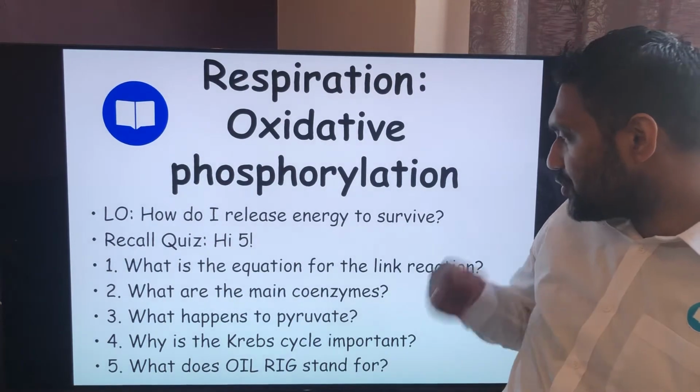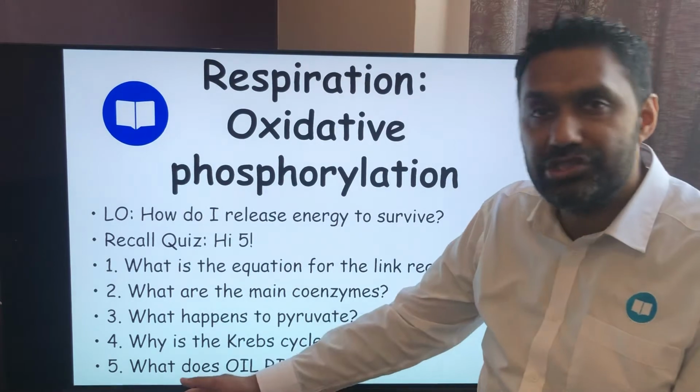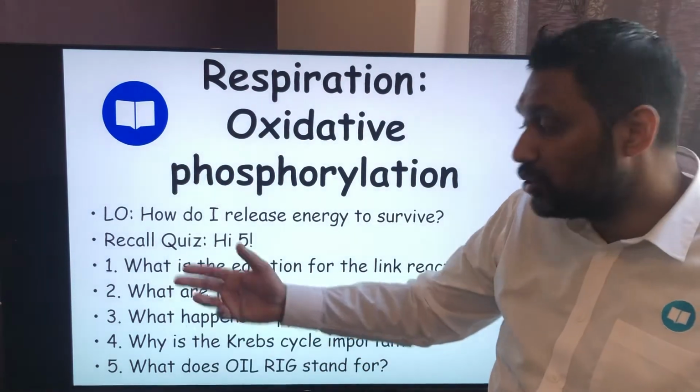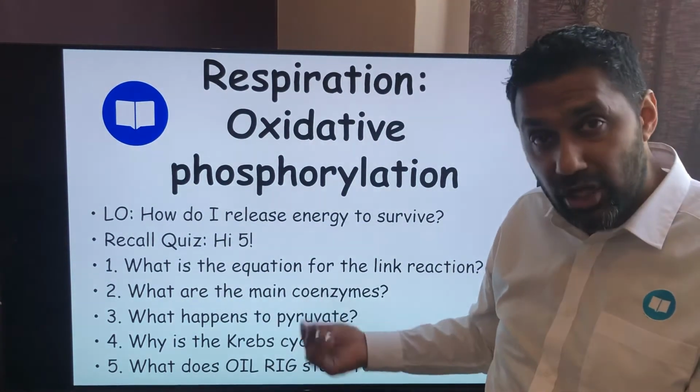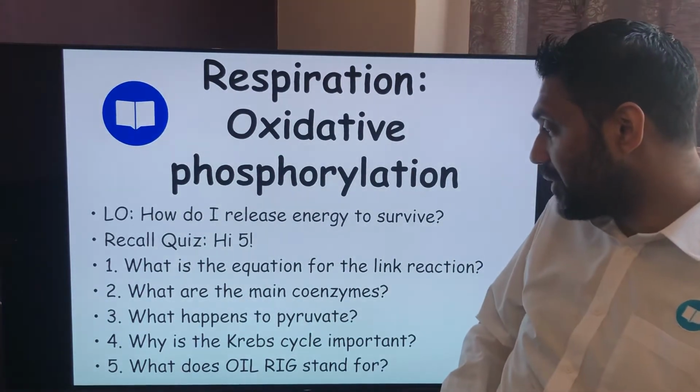So what happens to pyruvate? I think I've just already mentioned that. The pyruvate loses the carbon dioxide and it loses hydrogen, therefore it becomes acetate, and the acetate joins onto coenzyme A to make acetyl coenzyme A.